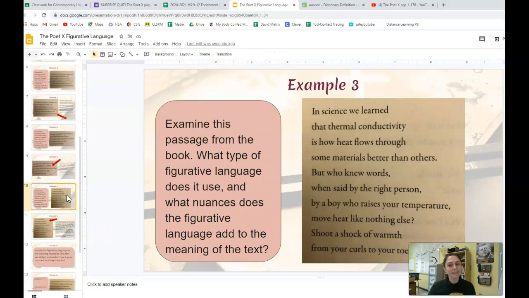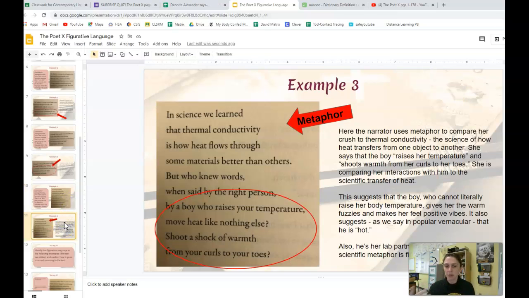So she's not literally being shocked, right? She's not literally warming up. There's no more body heat in her than there was before she walked in the room, right? So this is figurative language. What we really see here is her using a metaphor.